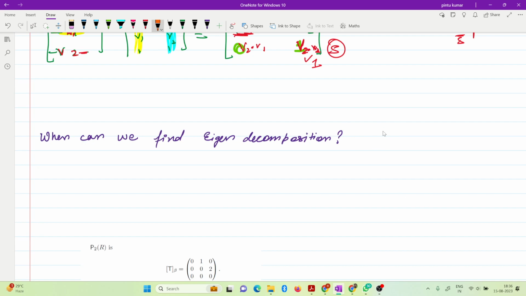So the answer is no, we can't always. So the next question is, when can we find it? One thing that I already mentioned is that for a symmetric matrix, you can always find it.